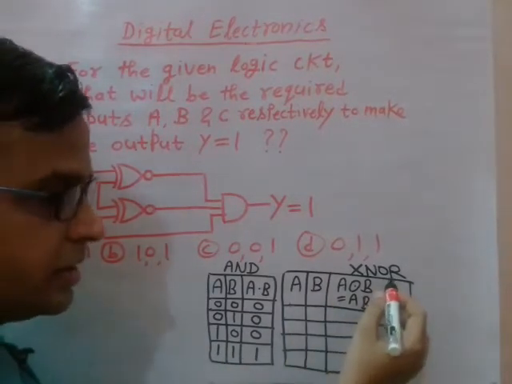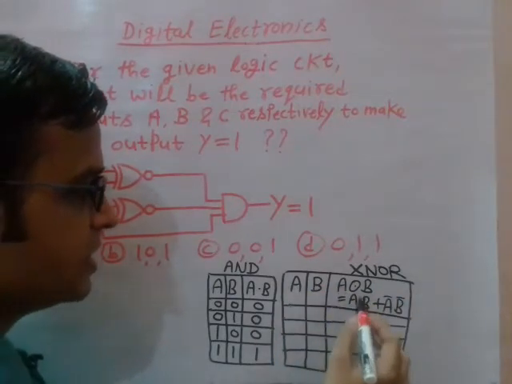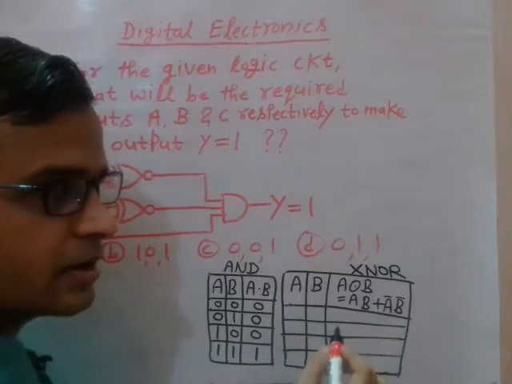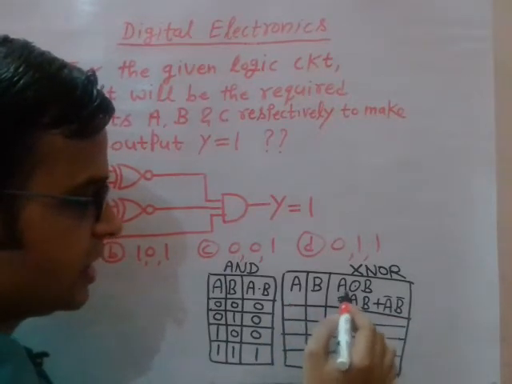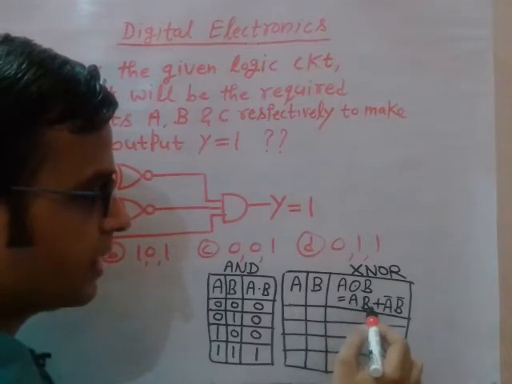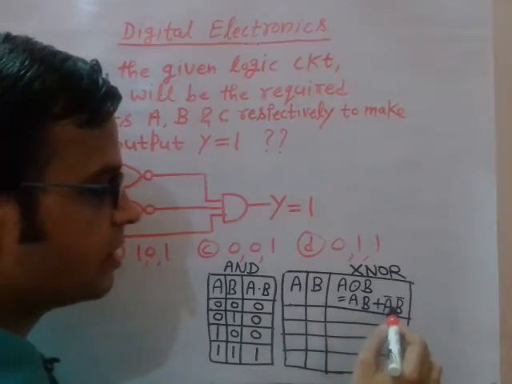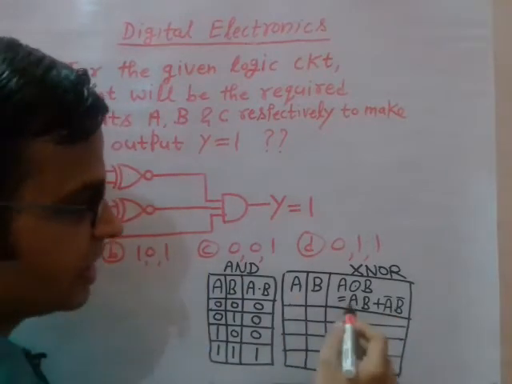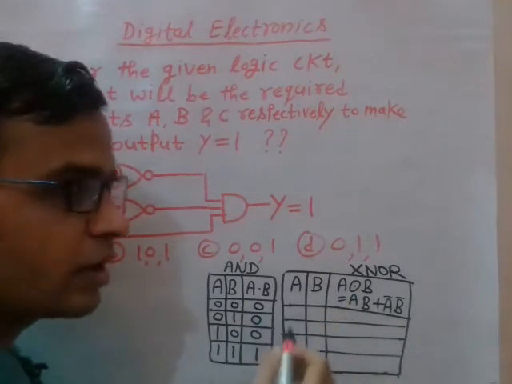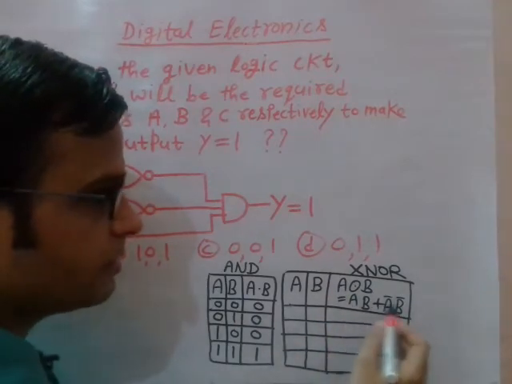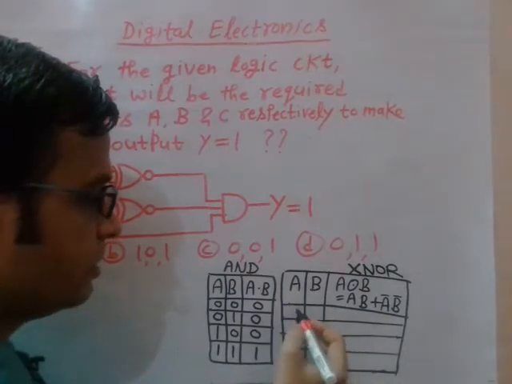Now XNOR gate, this is the truth table of XNOR gate. XNOR means AB plus A bar B bar. This is the XNOR operation. A, B are the inputs and XNOR will be AB plus A bar B bar, that is, A dot B plus A bar dot B bar. So this AB plus A bar B bar is the XNOR operation. For XNOR gate, you have to do AB plus A bar B bar. So let me fill the truth table.